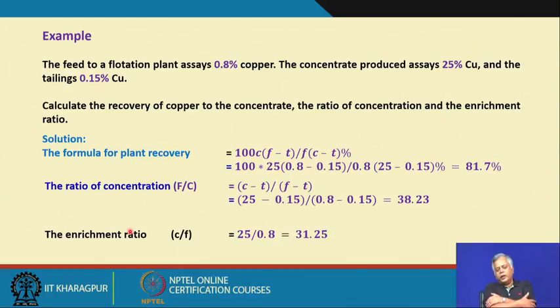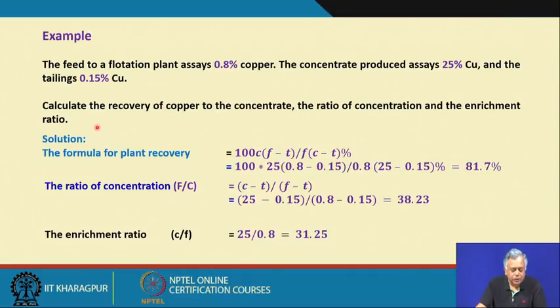Now, let us see how we can apply these equations. The example problem is: feed to a flotation plant assays 0.8% copper. I am giving it from that copper example. The concentrate produced assays 25% copper and the tailings 0.15% copper. So, these are the assay contents of three different streams: the feed stream, concentrate stream and tailings stream. Now, I need to calculate the recovery of copper to the concentrate, the ratio of concentration and the enrichment ratio.